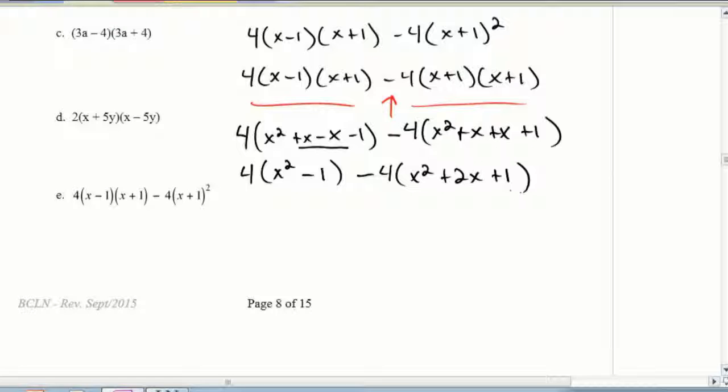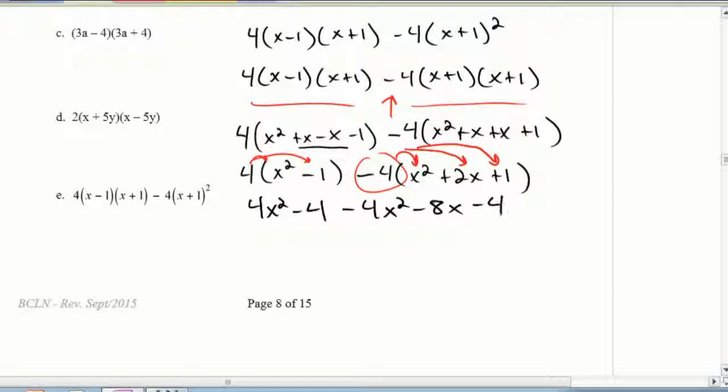All right, so now that I have FOILed those, now I need to distribute my number out front. In this case, I have a minus 4 being distributed through my bracket. A little bit messy. X squared times the 2x times the 1. All right, so here I have 4x squared minus 4, and here I have negative 4x squared minus 8x minus 4. Now I can combine like terms.